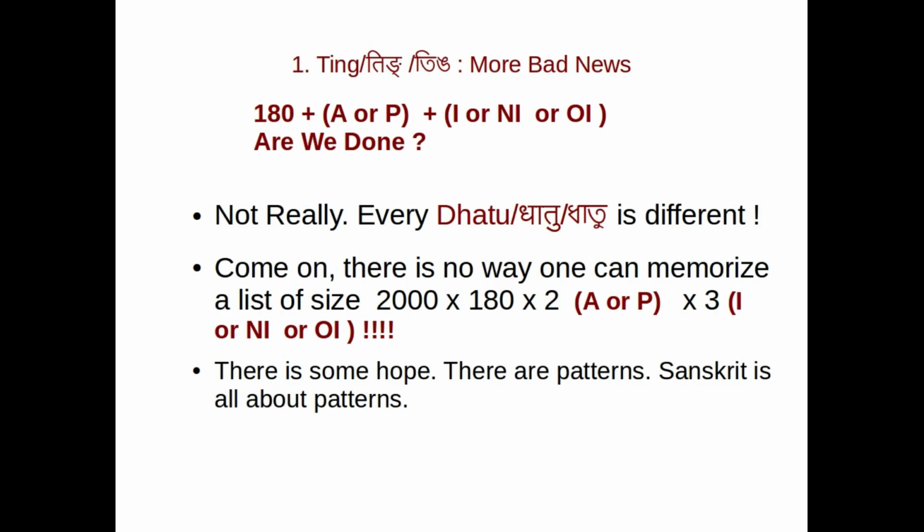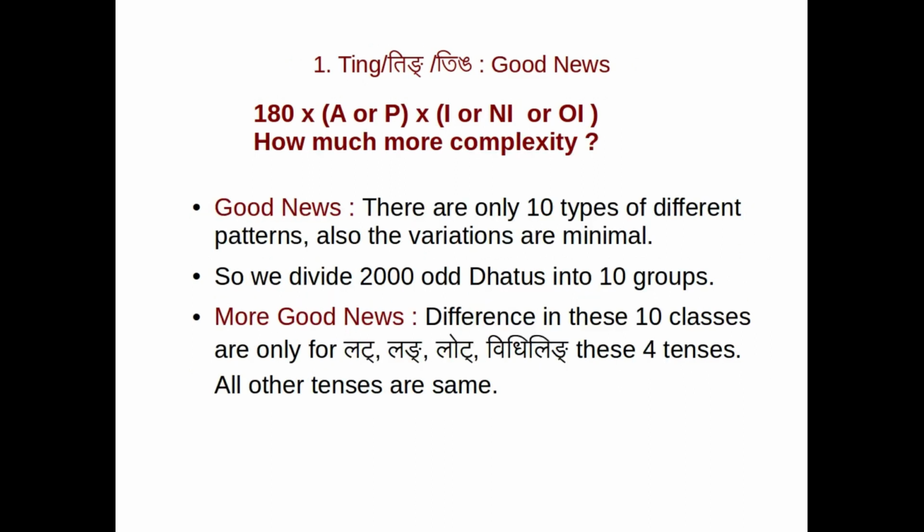Now what? The bad news is not every dhatu follows the same rule. What then is the point of memorizing all these tables? Well, they do not follow exactly, they follow mostly. That means there are some patterns, so there is some hope of making some progress. So what is that hope? What is the good news? There are only 10 types of different patterns.